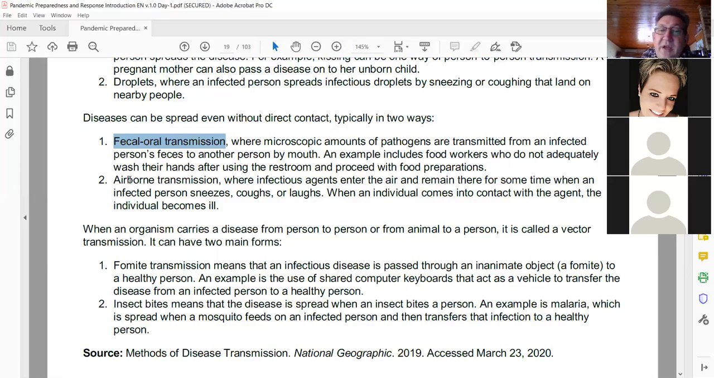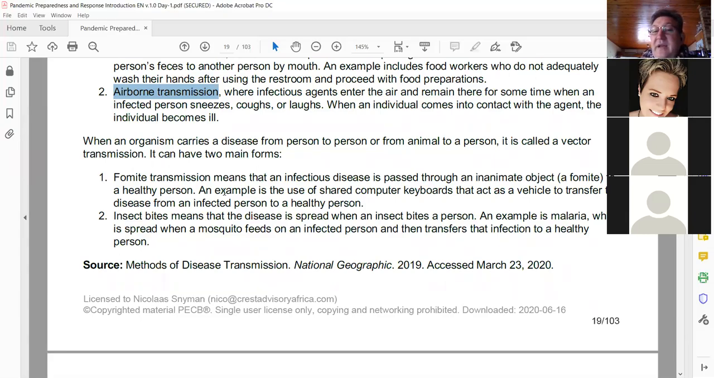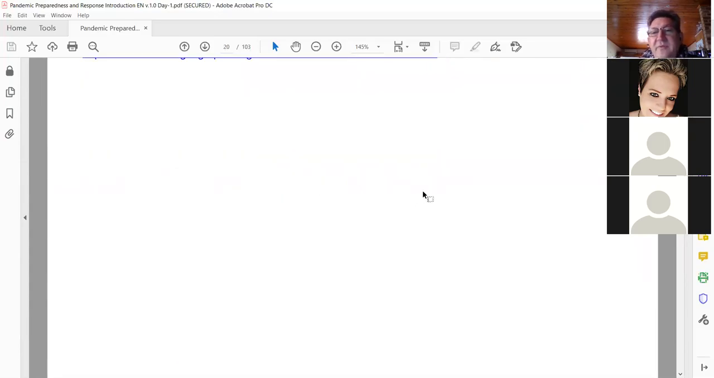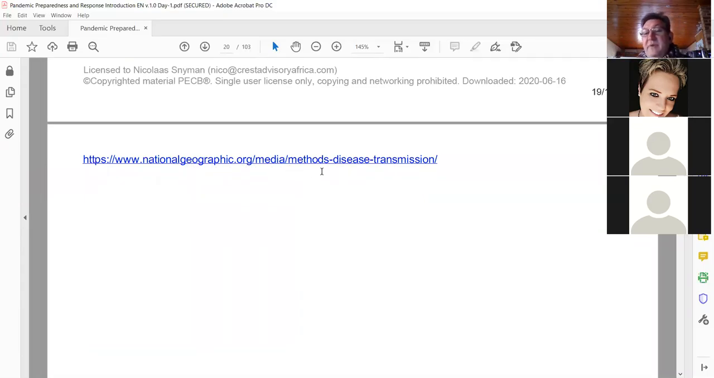And then airborne transmission, where infectious agents enter the air and remain there for some time when an infected person sneezes, coughs, or laughs. When an individual comes into contact with the agent, the individual becomes ill. And then fomite transmission means that an infectious disease is passed through an inanimate object, or fomite, to a healthy person. An example of this is the use of shared computer keyboards that act as a vehicle to transfer the disease from an infected person to a healthy person. And then insect bites means that the disease is spread when an insect bites a person, like in malaria and those areas. And this is also very nice if you're looking at the National Geographic media on methods of disease transmission.